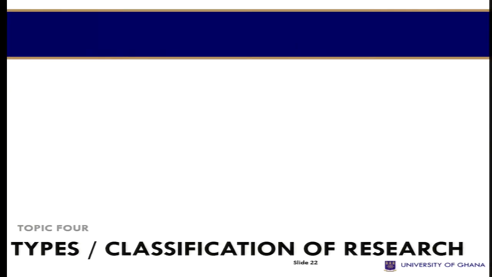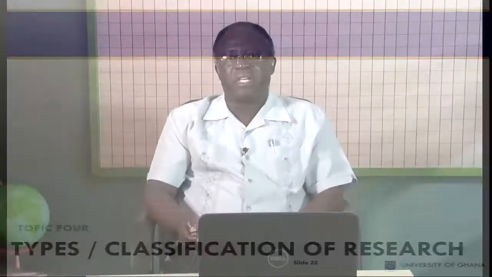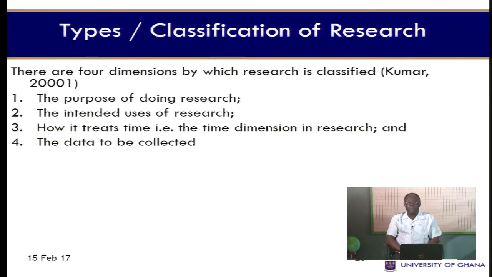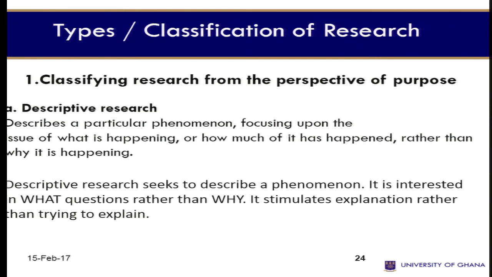Let's move on to types and classification of research. There are 4 dimensions by which research is classified, and this is given by Kumar. These are the purpose of doing research, the intended uses of research, how it treats time, that is the time dimension in research, and then the data to be collected. So according to Ranjit Kumar, these are the dimensions along which we can classify research.